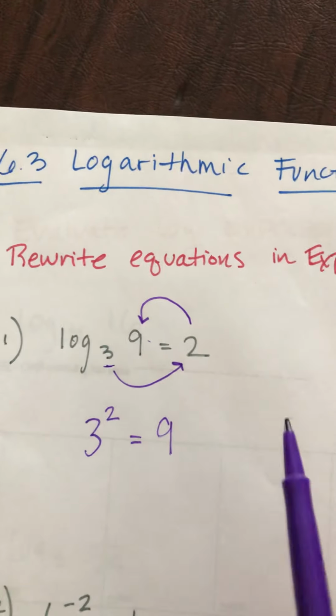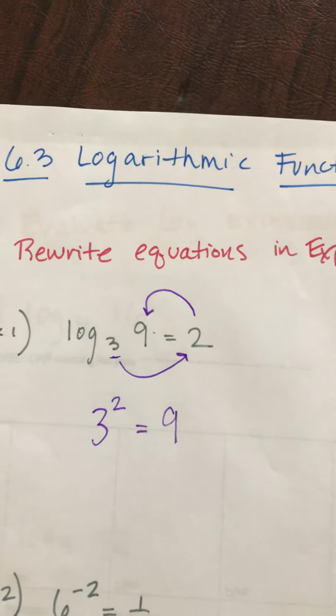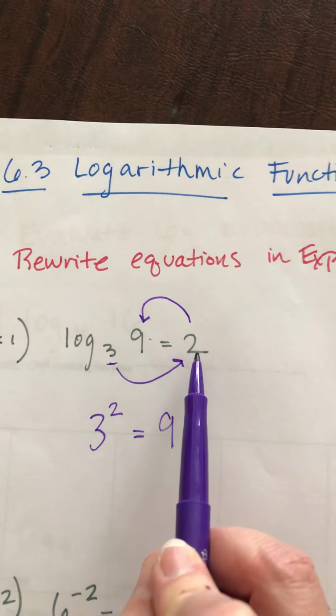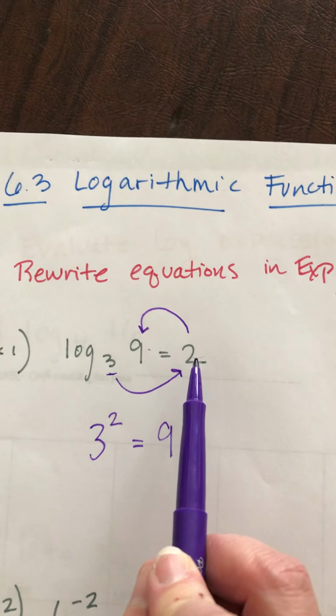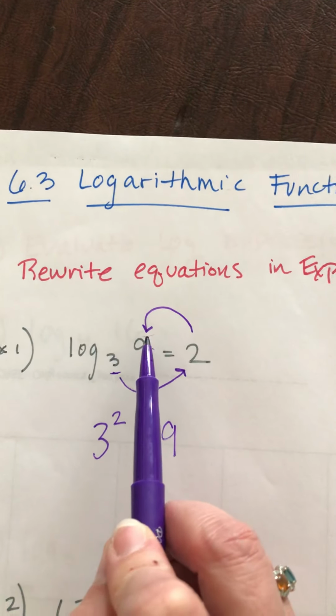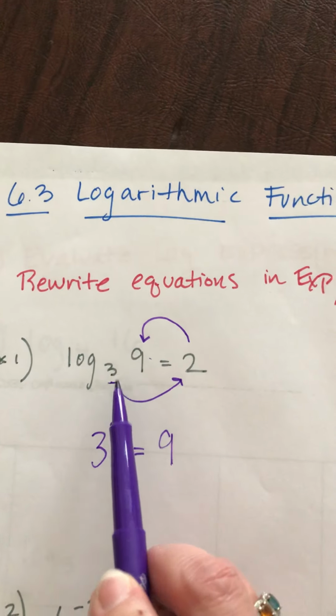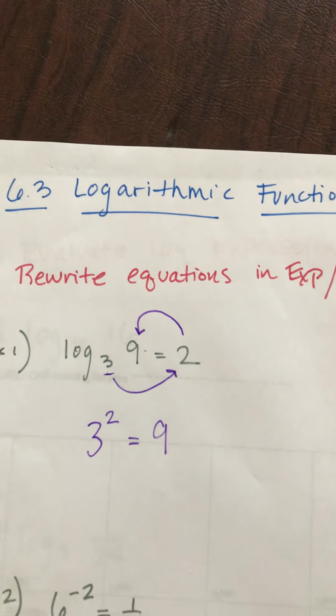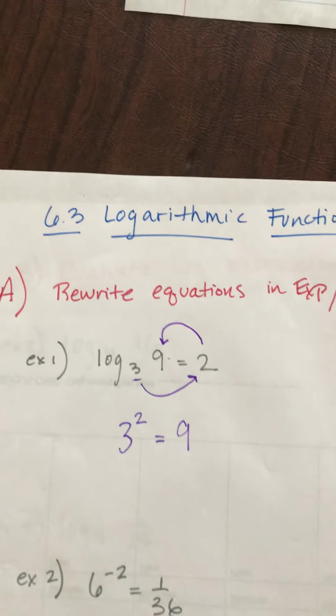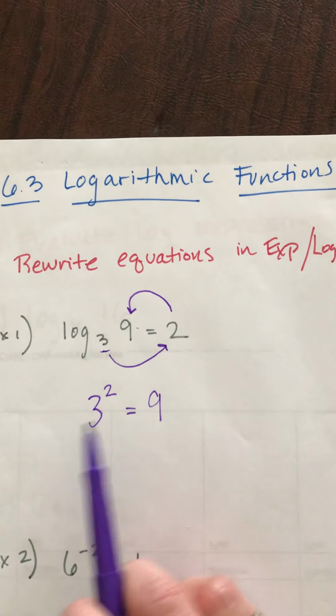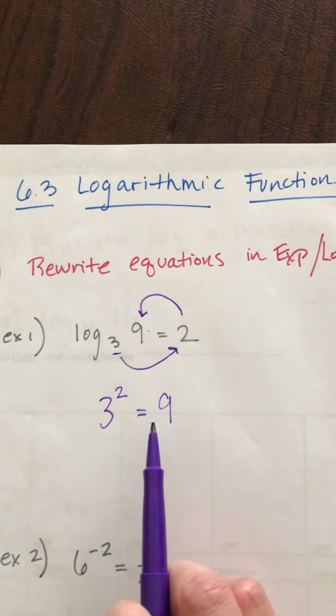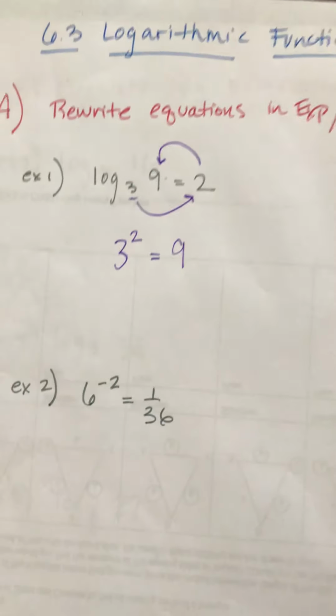Notice I drew these little arrows, and I do that every time just to double check my answer. You start with the base, raise it to the value that the log equals, and it has to equal what you're taking the log of. So 3 to the second power has to equal 9. You can always tell if you're on the right track because this needs to make sense. Does 3 squared actually equal 9? And of course the answer is yes.